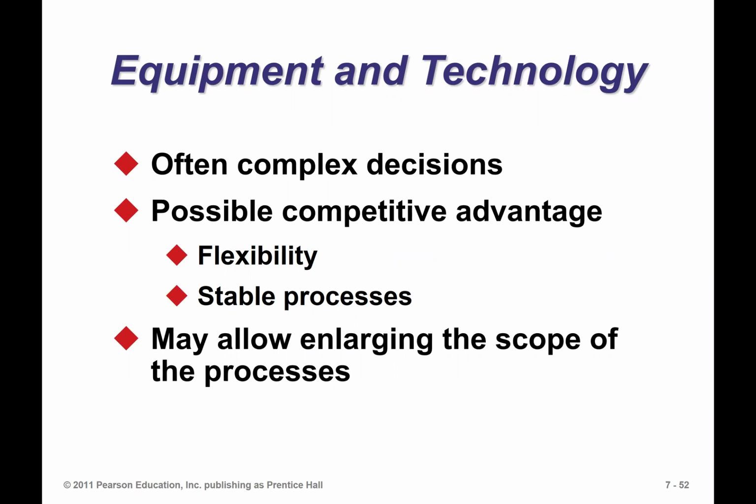Equipment and technology, often complex decisions to make, right? Because they're changing so fast. But you get possible competitive advantages with equipment and technology, flexibility, and you have stable processes. May allow for enlarging the scope of the process. Technology will do that for you, and good equipment will do that for you. So when you thought you could only make possibly one type of product, technology will allow you to be able to make more types of products.